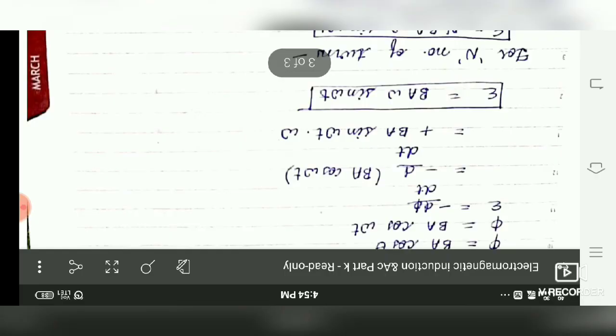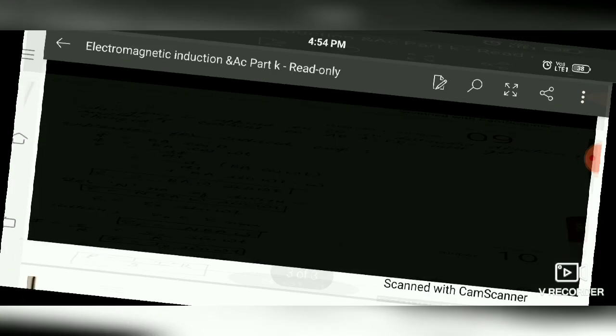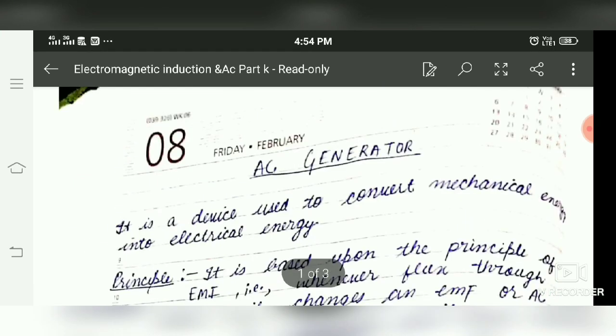So this AC generator is not a generator; it's actually a converter which converts mechanical energy to electrical energy.